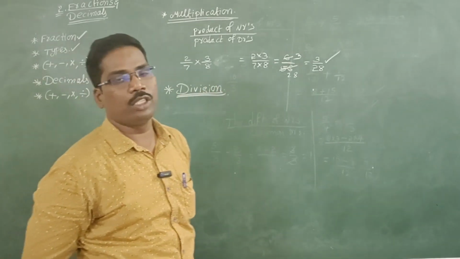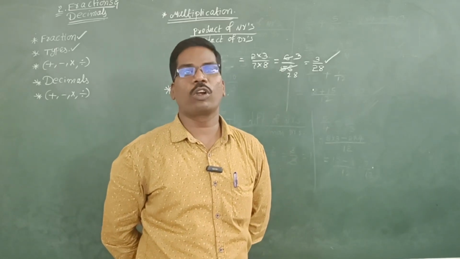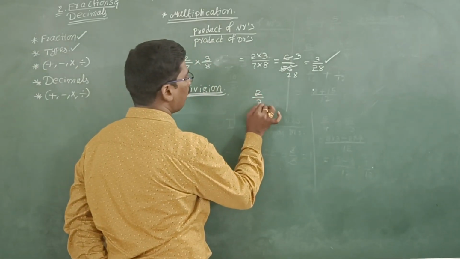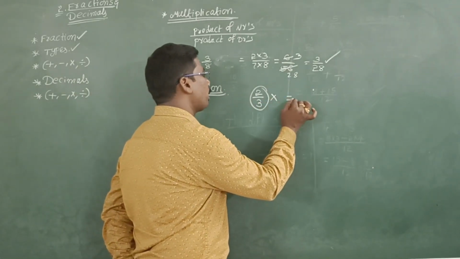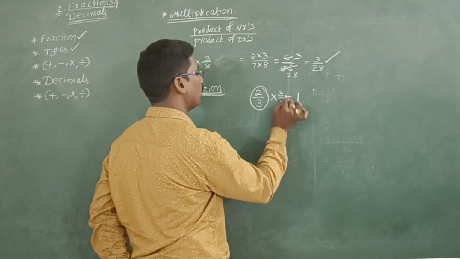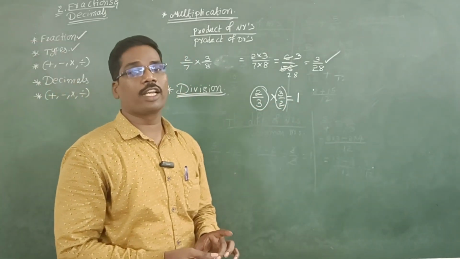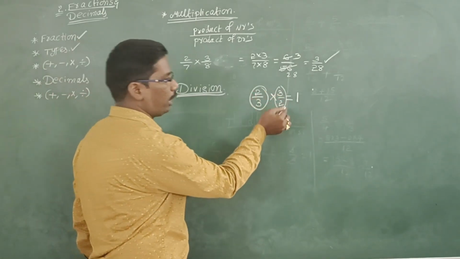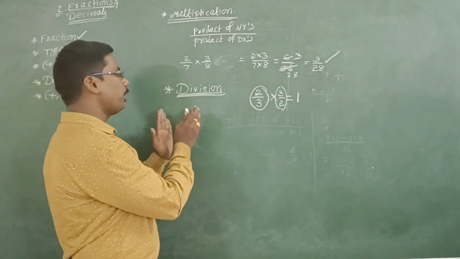Before going to discuss division, you should know the reciprocal of a number. What is the reciprocal of a fraction? For example, 2 by 3. What number, if you multiply with 2 by 3, gives 1? That is the reverse, 3 by 2. If the product of two numbers is 1, then the two numbers are called reciprocals of each other. So the reciprocal of 2 by 3 is 3 by 2, and the reciprocal of 3 by 2 is 2 by 3. If you know this concept, then division is very easy.